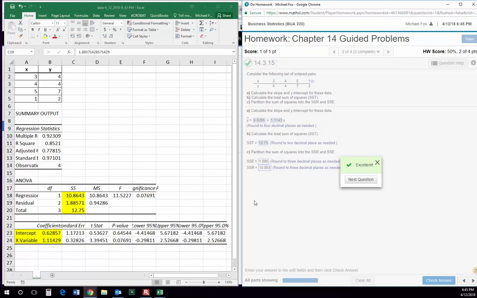And that's it. Of course, you can use the big formulas if you want to, but I thought you might like the way it does it in Excel.